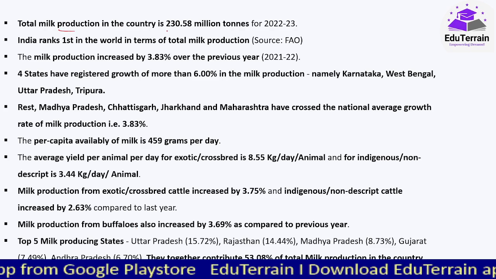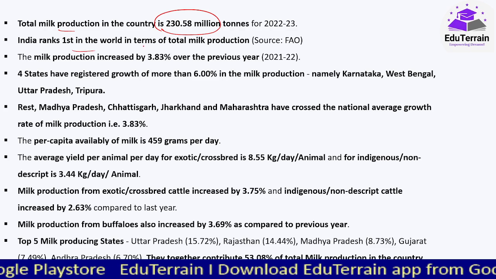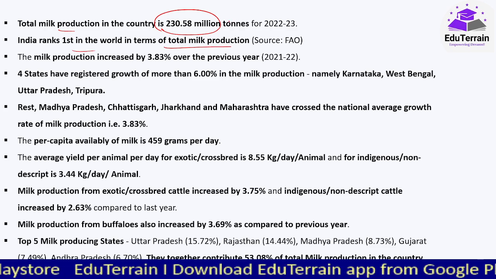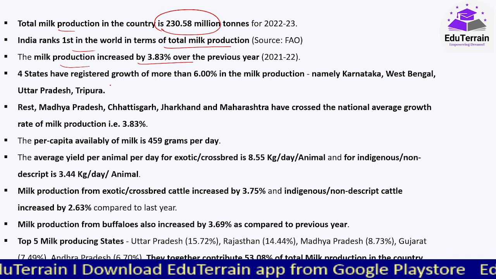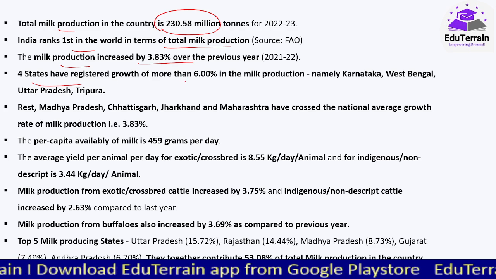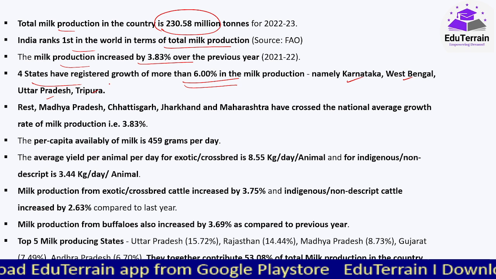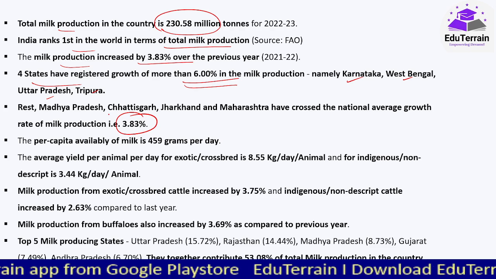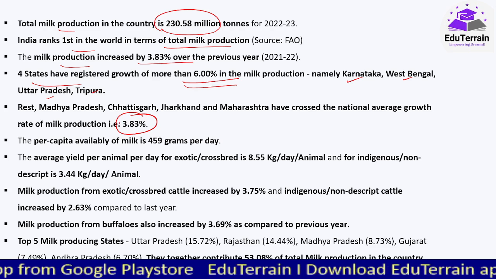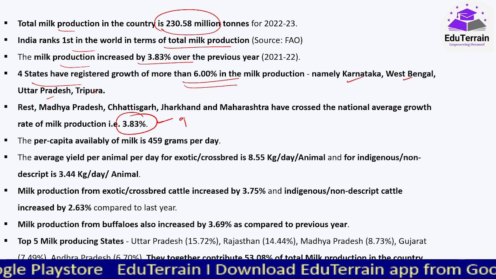So the total milk production of the country is 230.58 million tons. India ranks first in the world in terms of milk production. This is as per the FAO data. The milk production increased by 3.83% over the previous year. 4 states have registered growth of more than 6% in the milk production, that is Karnataka, West Bengal, Uttar Pradesh and Tripura. Rest 3.83% increase हुआ है, जो national average growth है, उससे थोड़ा सा ज़्यादा है.